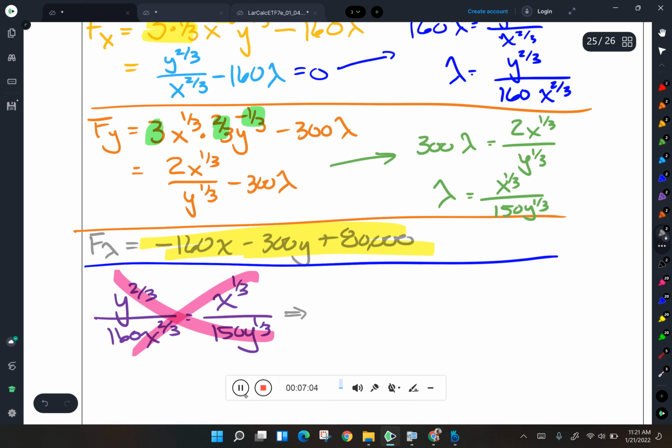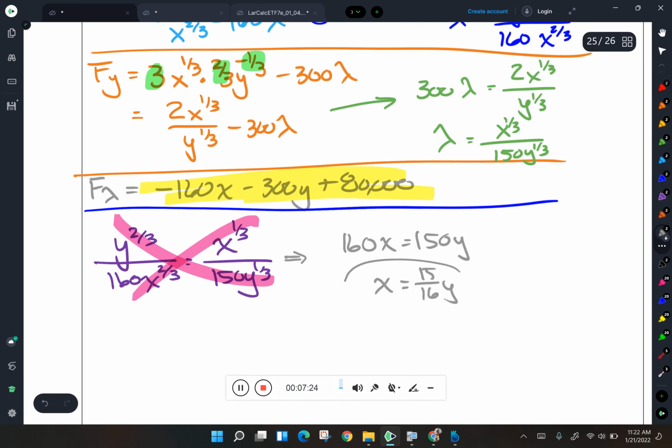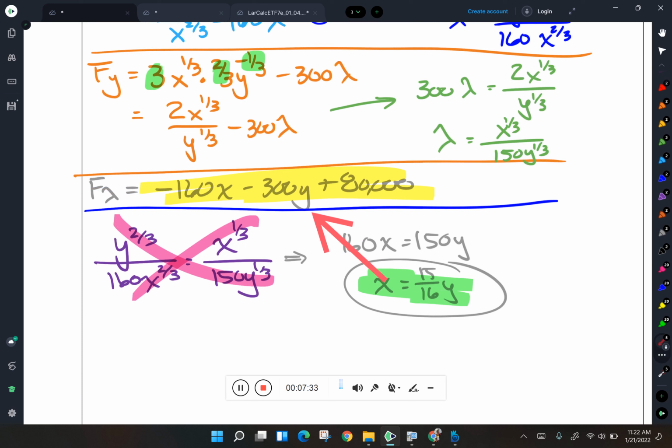And that's going to turn into, let's see, 160x is equal to 150y, or x is equal to 15/16 y. Well, that worked out really, really nice. It's almost like whoever made this problem up made it to work out nice. All right, so what do I do with this? Every other time, I would take that and substitute it in there. And so that's what I'm going to do.